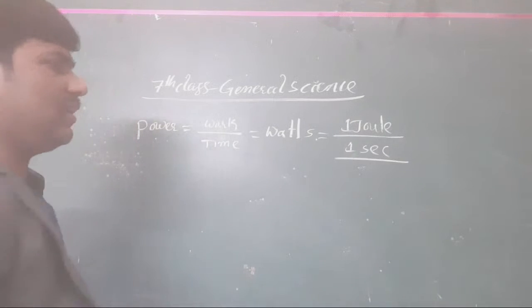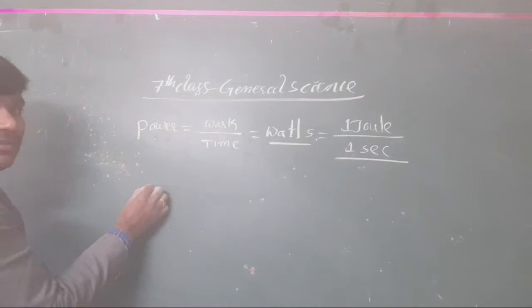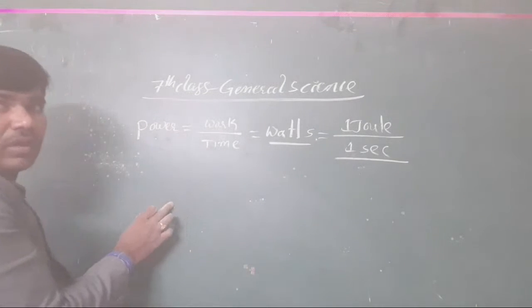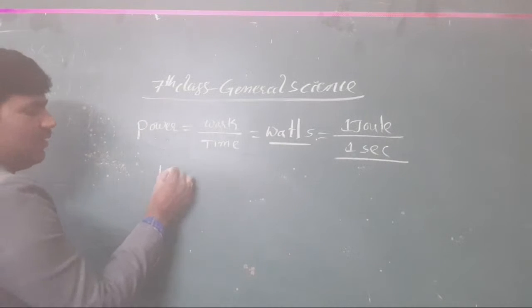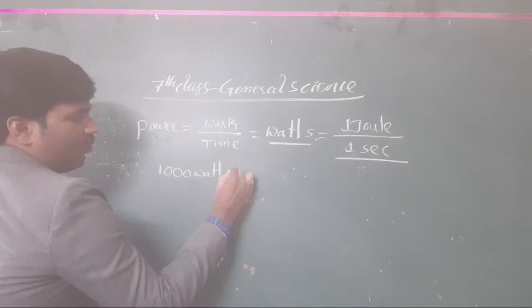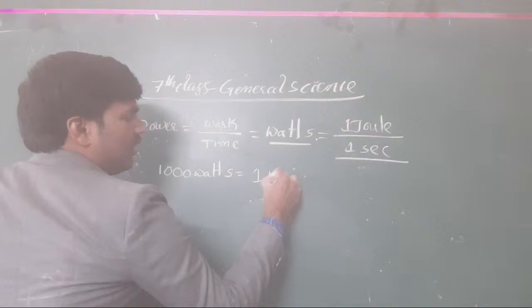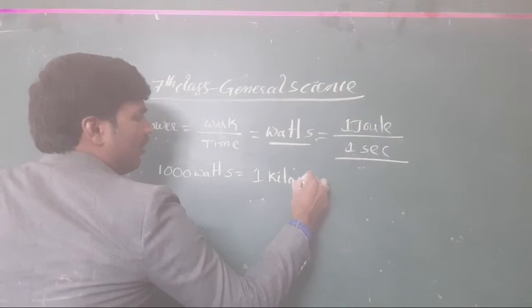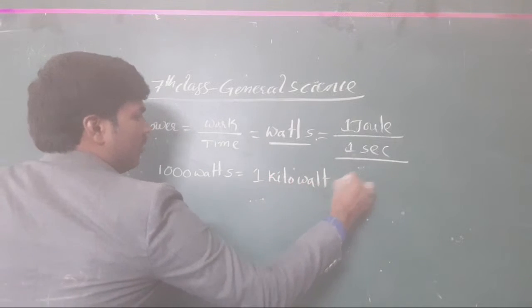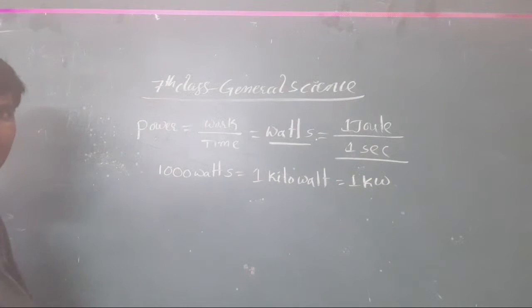But it is a very small unit for our current, that's why we take it for an hour. Clear or not, all of you? In case you take 1000 watts, it is called 1 kilowatt, that is 1 kW. Clear or not, all of you?